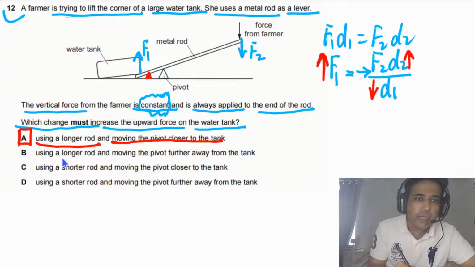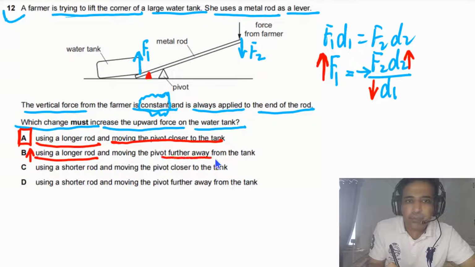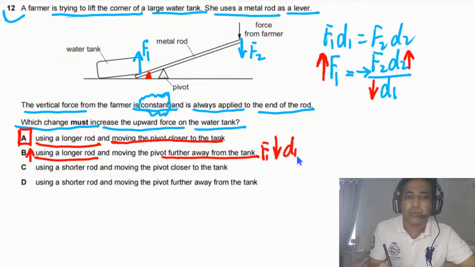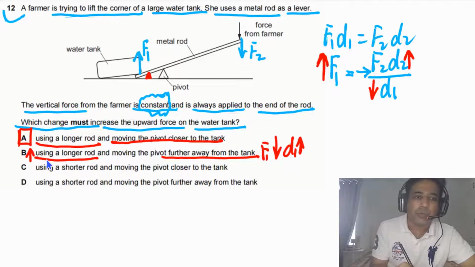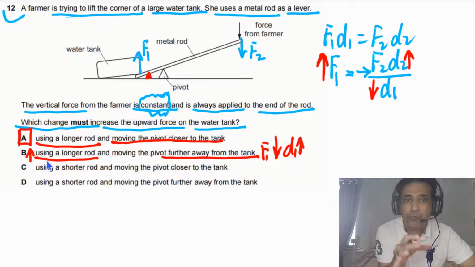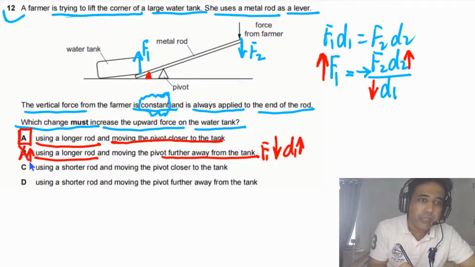Now if you look at part B, it is given to us using a longer rod. Yes, this one will increase F1. Moving the pivot further away from the tank, this one will decrease F1, because in this case D1 will increase, so F1 will decrease because D1 will increase. So we don't know how much force will increase and how much it will decrease, so we don't know the exact numbers. So it means this is not possible.